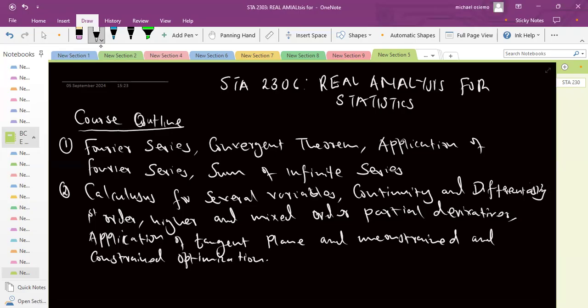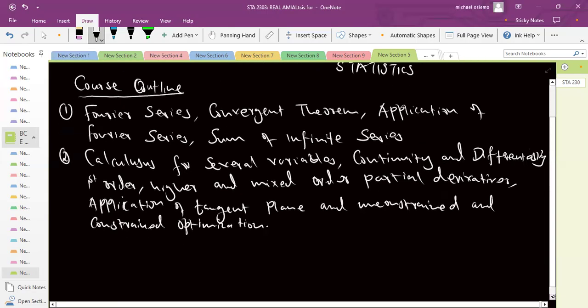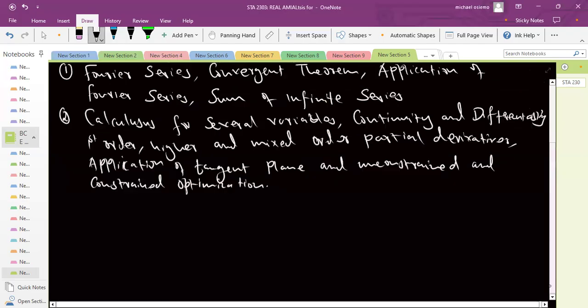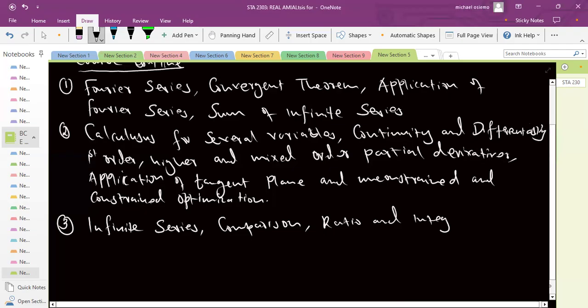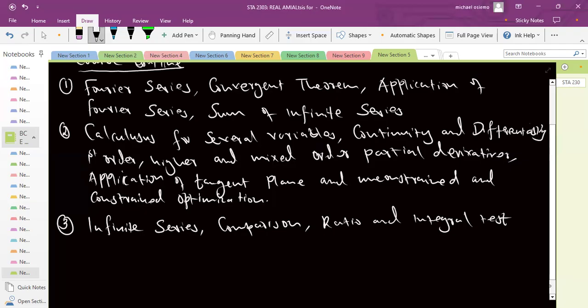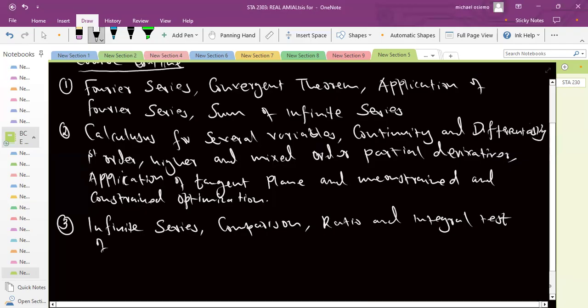Number 3, we have infinite series. Under the infinite series, you're going to have the comparison, ratio and integral test of convergence.